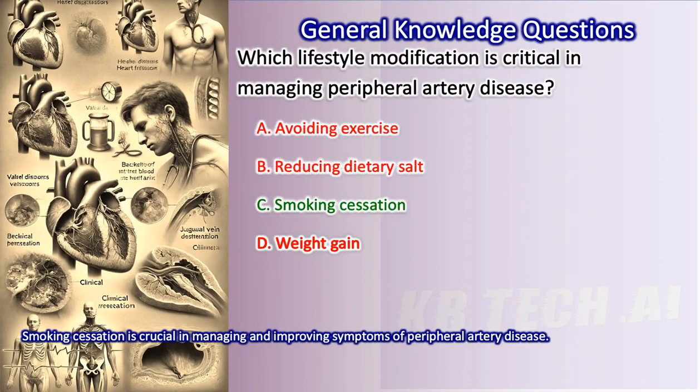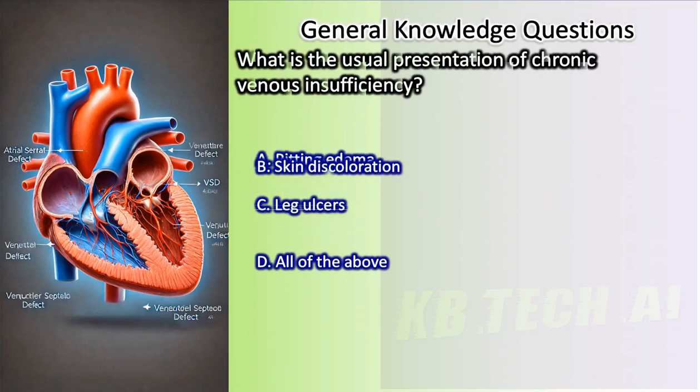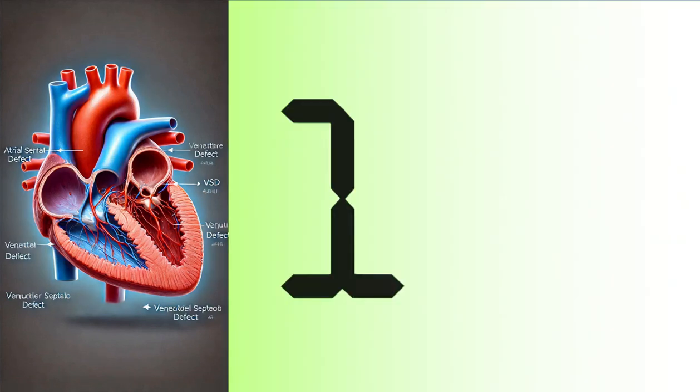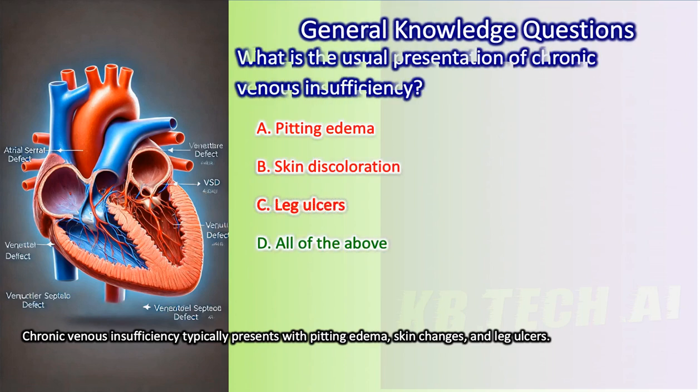Smoking cessation. Which is the usual presentation of chronic venous insufficiency? Option 1. Pitting edema. Option 2. Skin discoloration. Option 3. Leg ulcers. Option 4. All of the above. The answer is option 4.